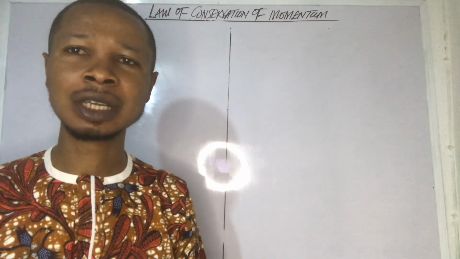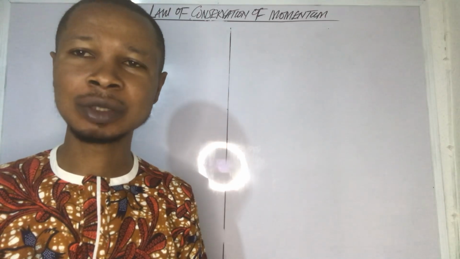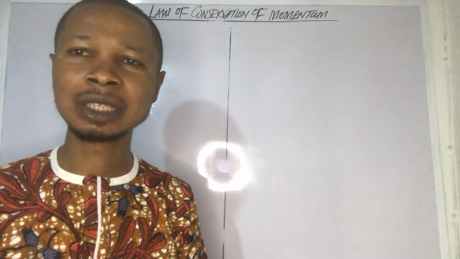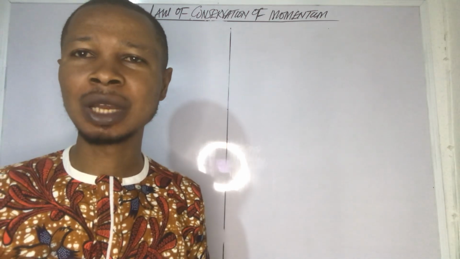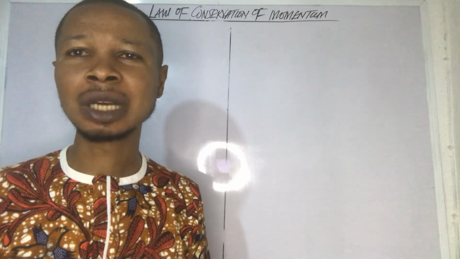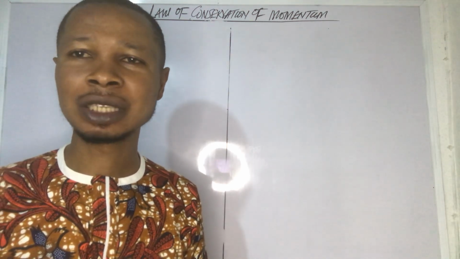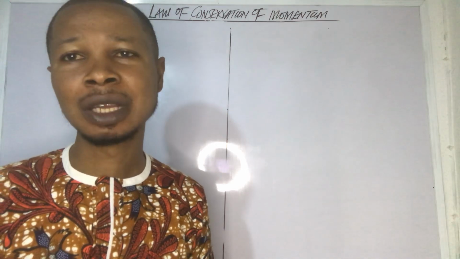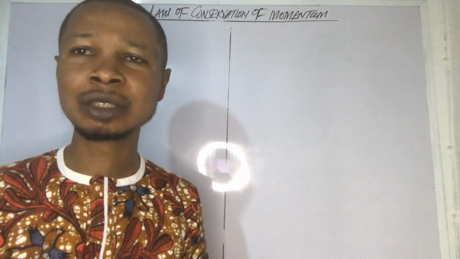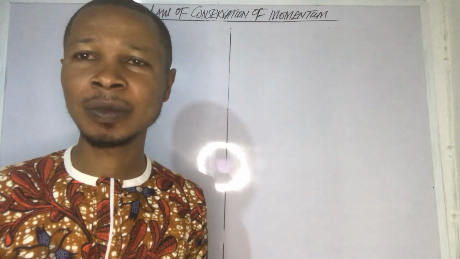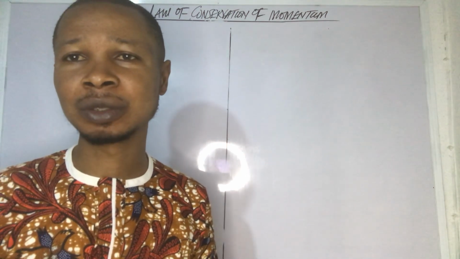The law states that in a system of colliding bodies, the total momentum is conserved, provided no net external force acts on the body. Stated in another way, when two bodies collide, the sum of their momentum before collision is always equal to the sum of their momentum after collision.